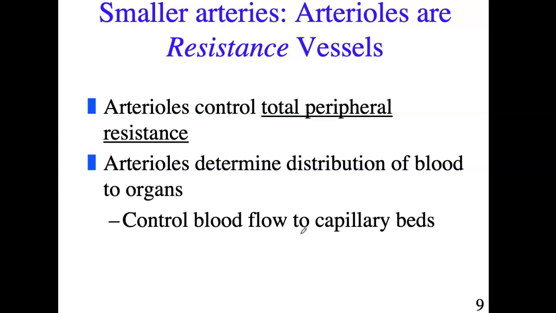Arterioles will be able to determine the distribution, as I said. They control blood flow to capillary beds also. So they will control it and send blood to where it is needed at that particular time.